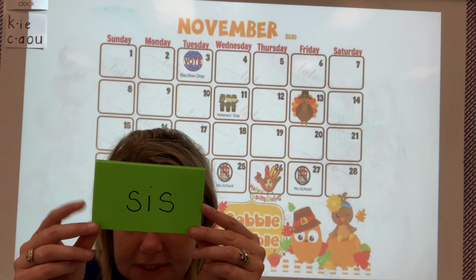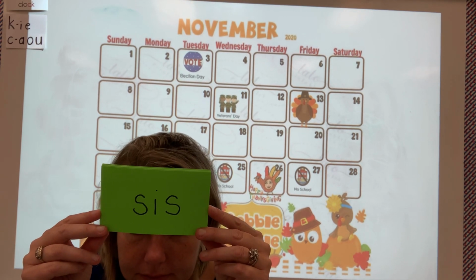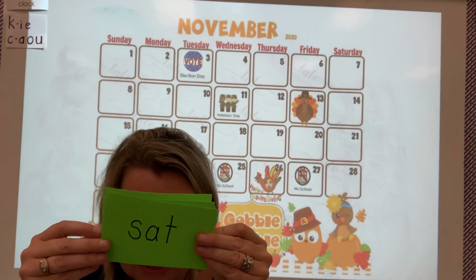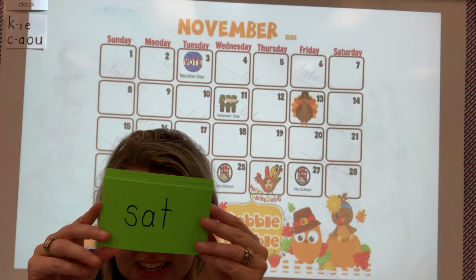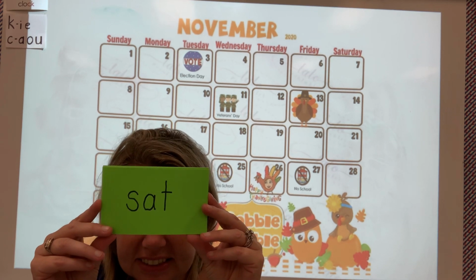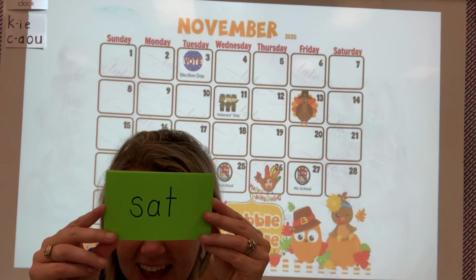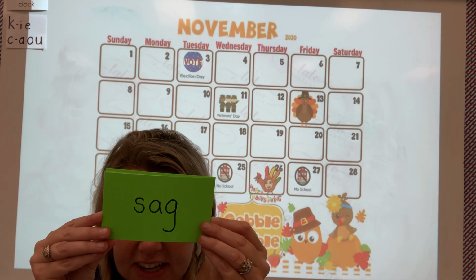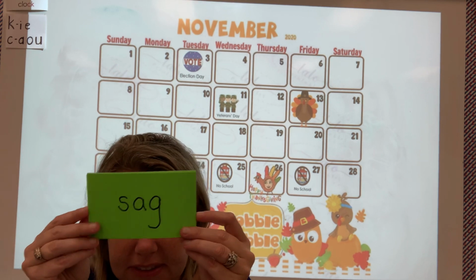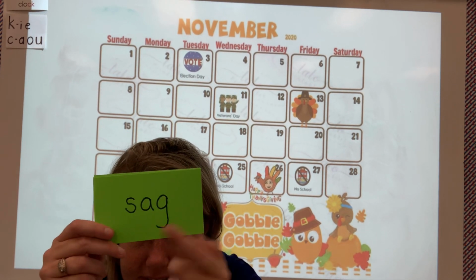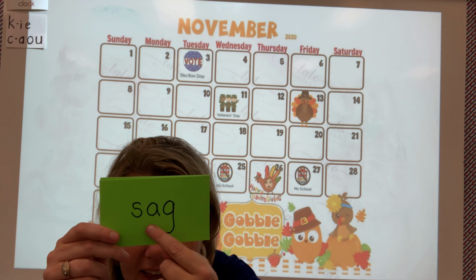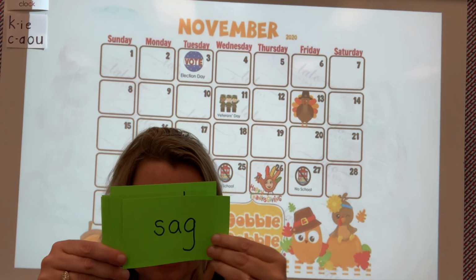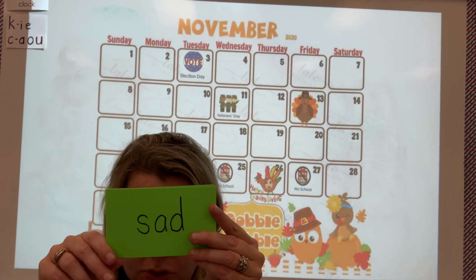Jonyan. Sis. Yes, sis. Emma. All right. Carolyn. Sat. Excellent. Sat. Nicole. Sog. Sag. Very good. Those vowels can be tricky.